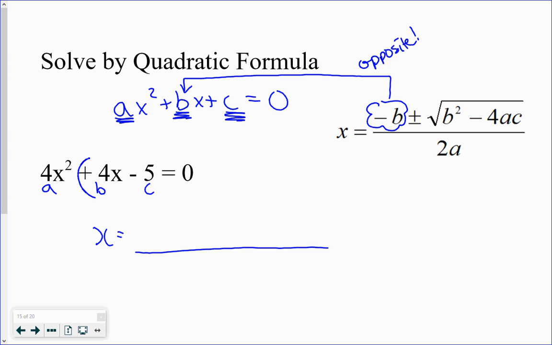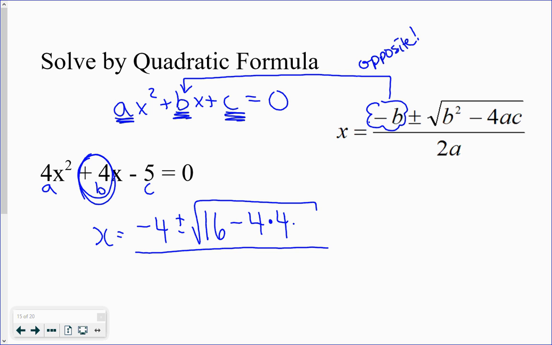so that way it reminds me which numbers go where in the formula. So right now B is positive 4. So the first thing I'm going to write, the opposite of positive 4, is negative 4. Now, next thing I have is B squared. So positive 4 times positive 4 is positive 16, minus 4 times A times C. Now remember, C here is negative 5, so don't forget that negative sign. And that is all divided by 2 times A, and A is 4.